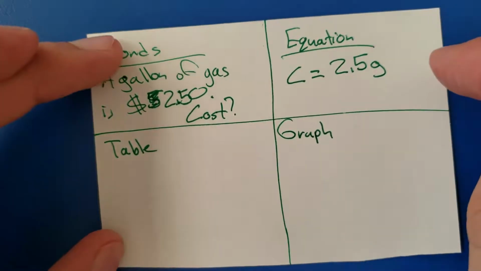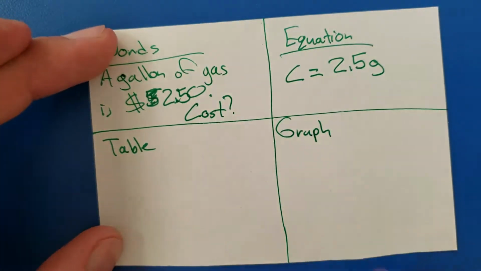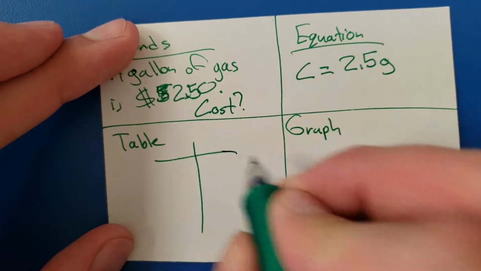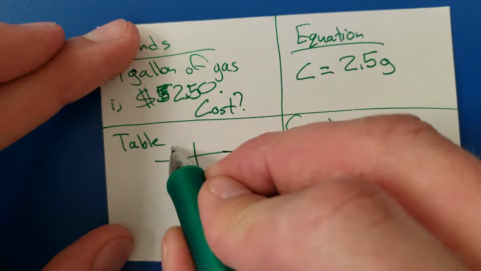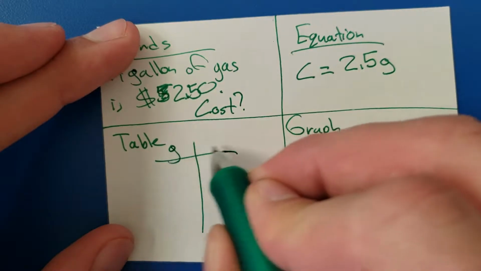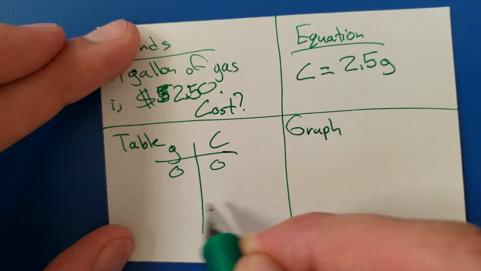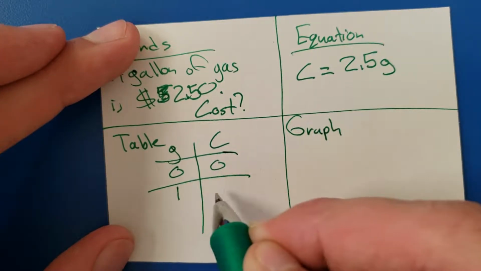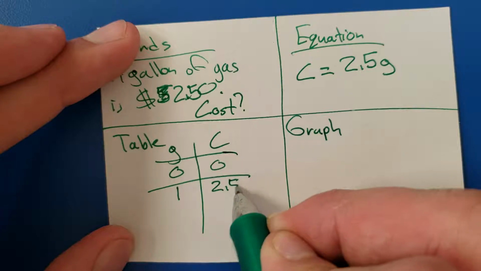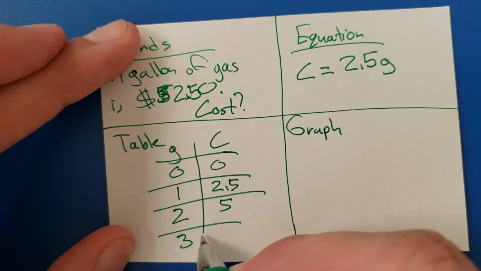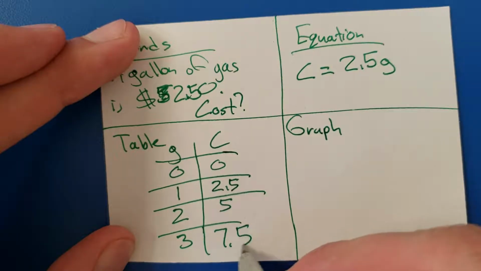Now we need to extend these into two more stories. How could I describe this situation with a table? Easy. Make one of these two-column tables. Let's put the G value here and then the cost value here. If you buy no gallons of gas, it's going to cost you no dollars. That's common sense. 1 gallon of gas is going to be $2.50. I'm just going to go 2.5. 2 gallons is going to be 5. 3 is going to be 7.5. You get the idea.